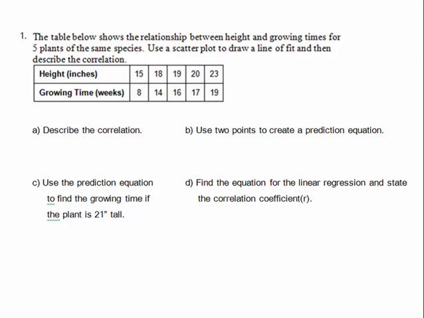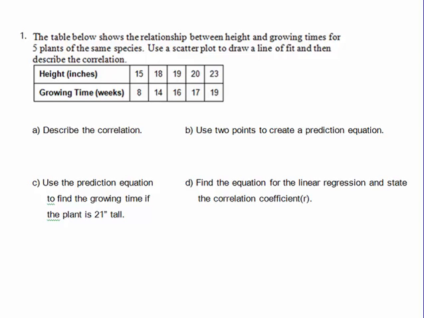Okay, so here we have the chapter 2 review. Again, this is from the practice test that we did today, and you should still have your own copy. Problem number 1 says the table below shows the relationship between height and growing times for 5 plants of the same species. Use a scatter plot to draw a line of fit and then describe the correlation.